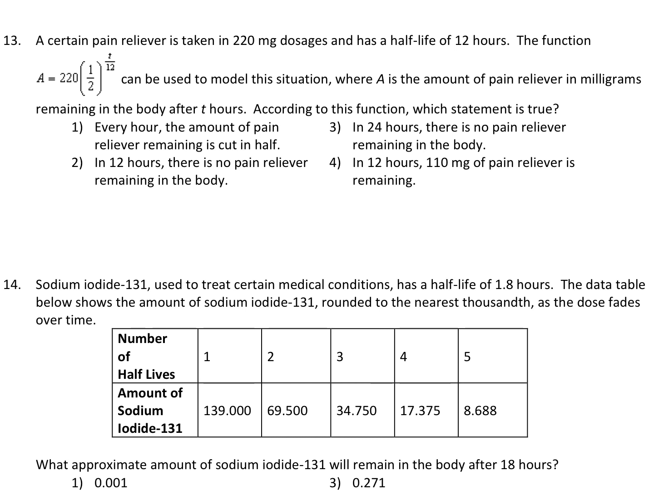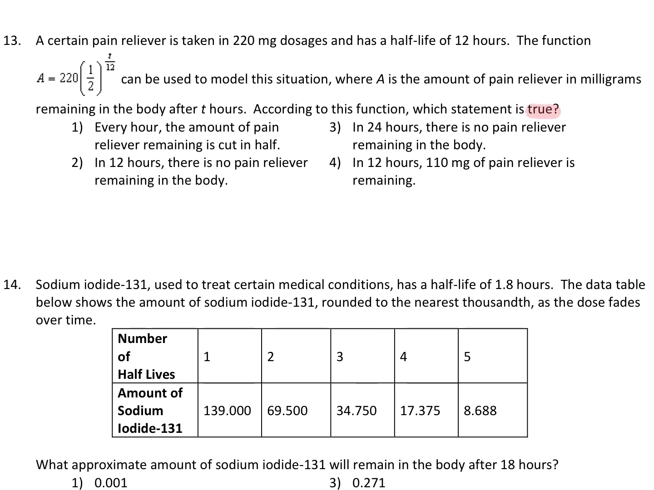Okay, so number 13 deals with half-life. It says a certain pain reliever is taken in 220 milligram dosages and has a half-life of 12 hours. All right, so we could see this here. This is the initial amount, and it has a half-life of 12 hours. So this is just our half-life formula. According to this function, which statement is true?